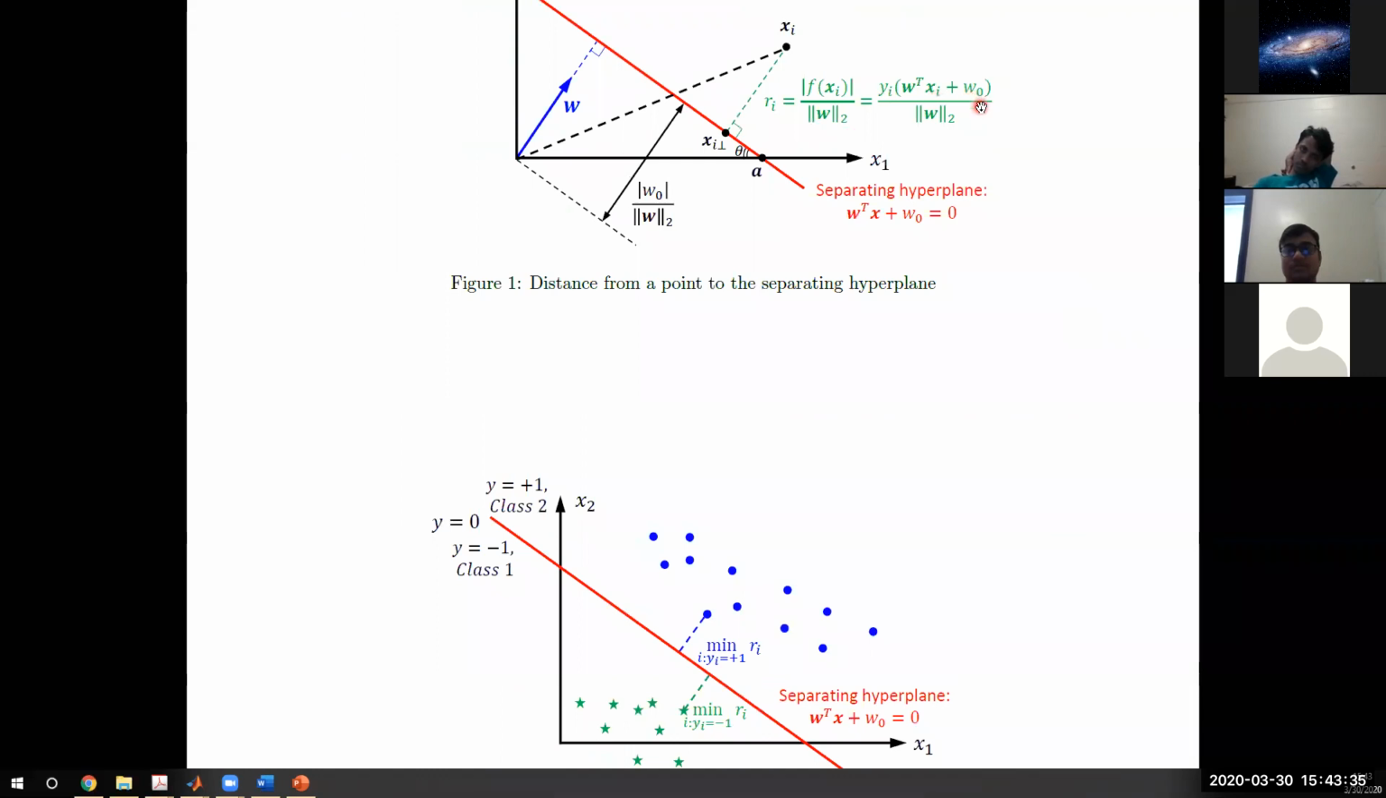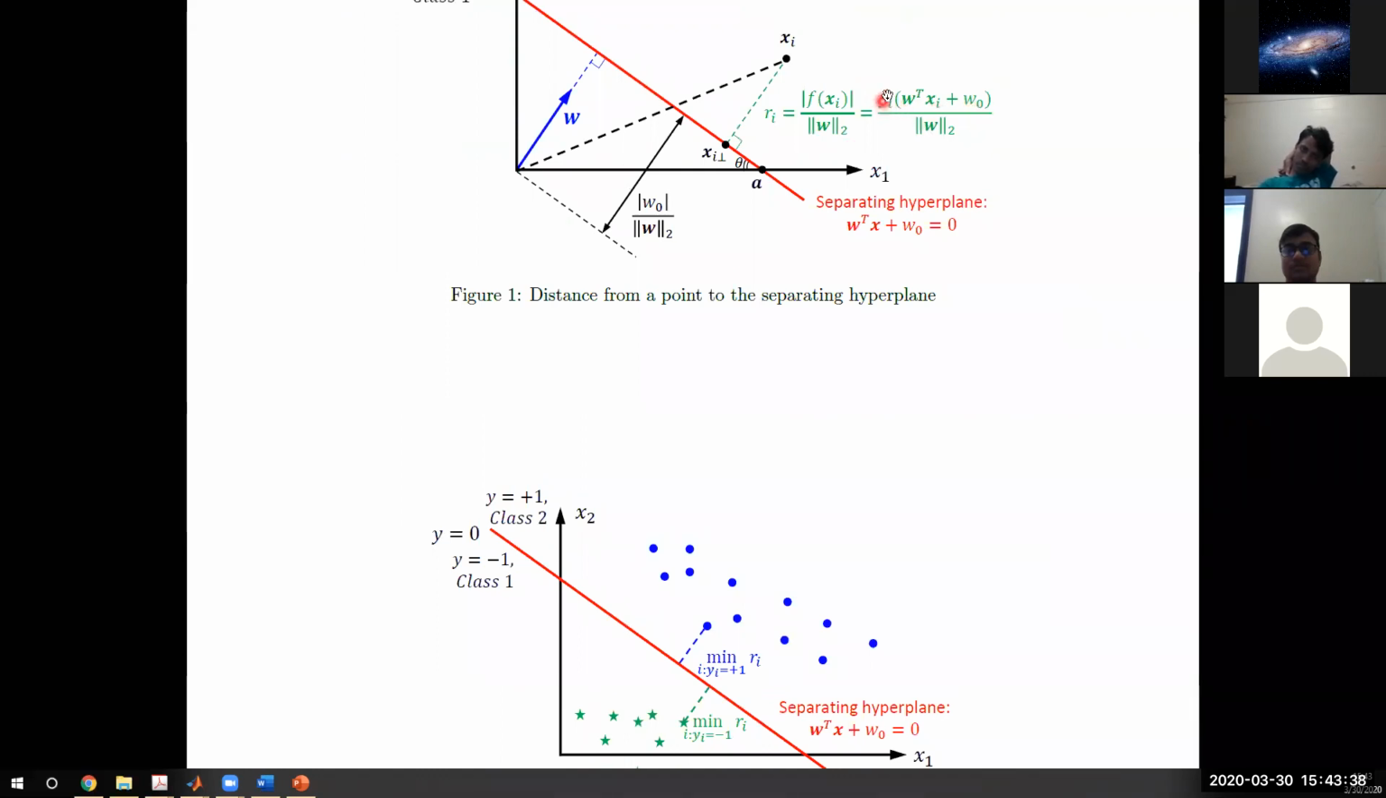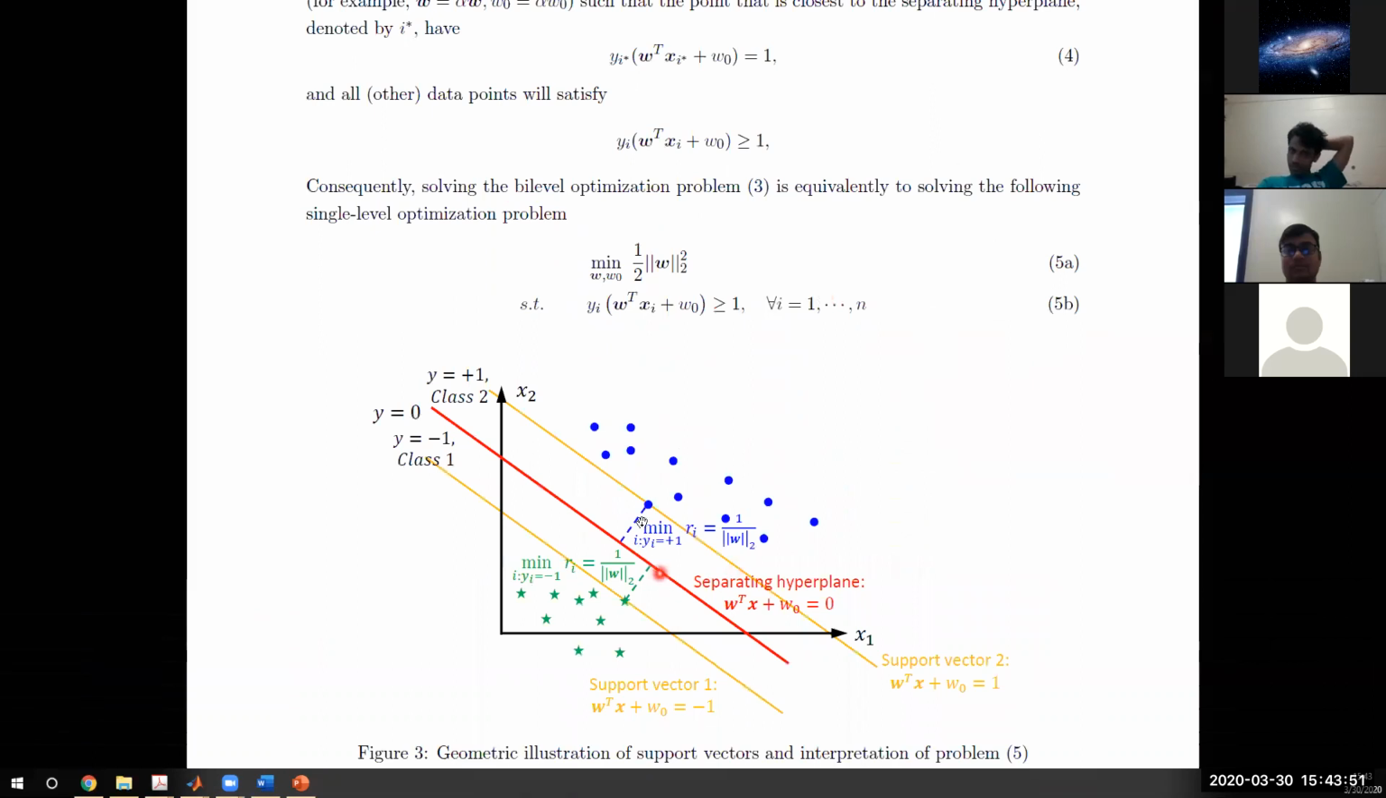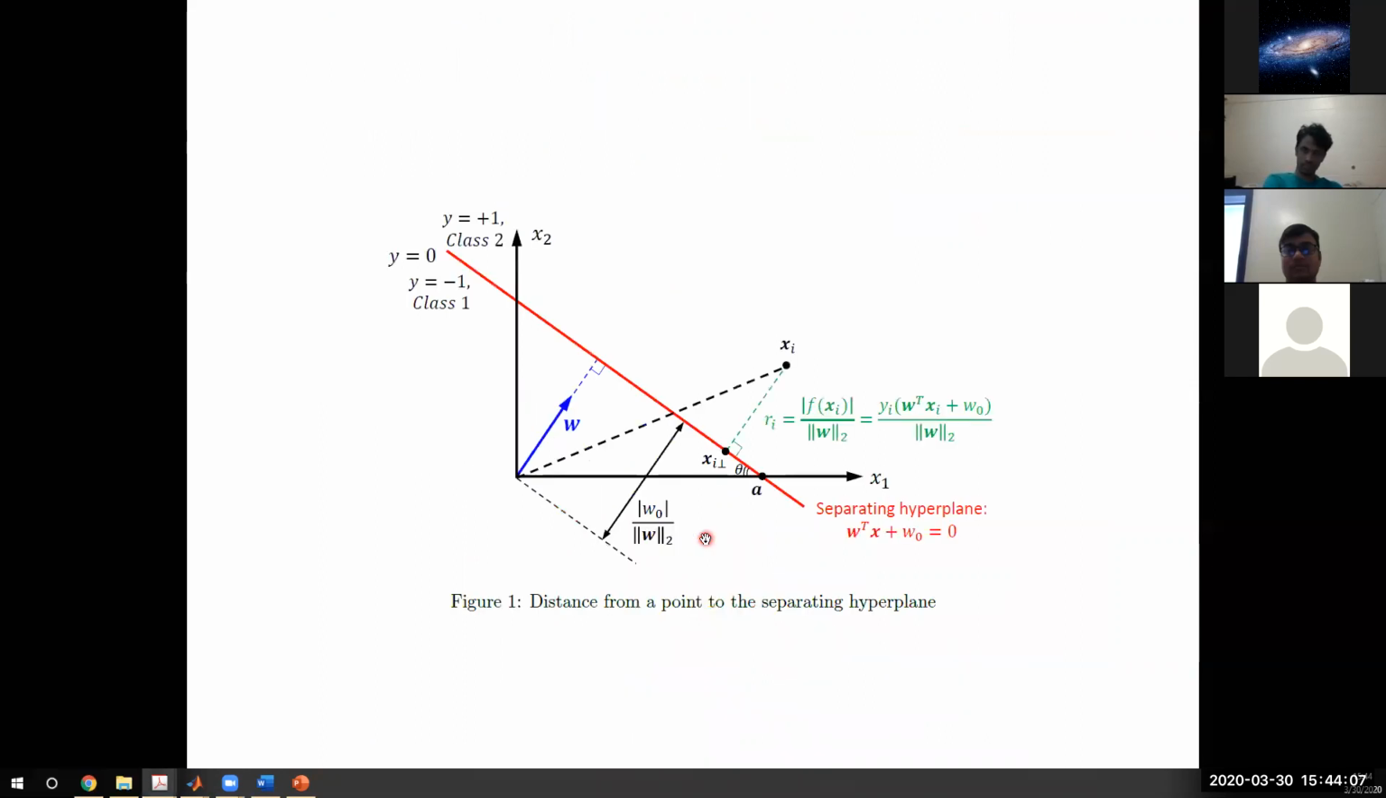Using this formula again, because in this case, if y is +1, then this number is going to be +1, right? Because the equation here is equal to 1. If y is -1, then this number is going to be -1. So if we substitute inside, you're going to see the minimum distance is 1 over the norm of w. And here is also 1 over the norm of w. So what is the distance between these two, which we call support vectors? It's going to be 2 over the norm of w.